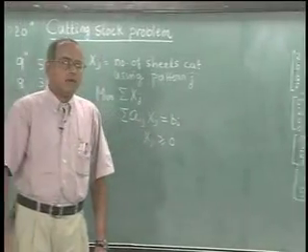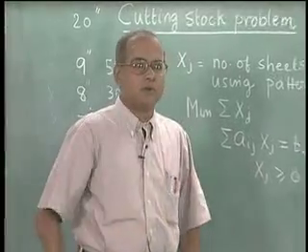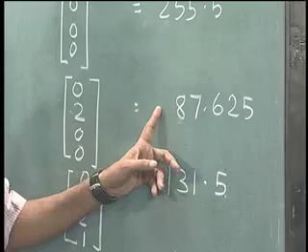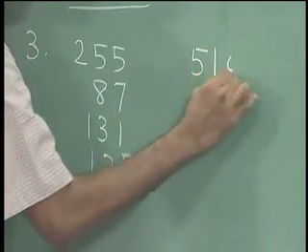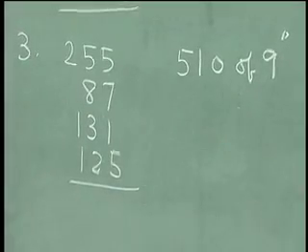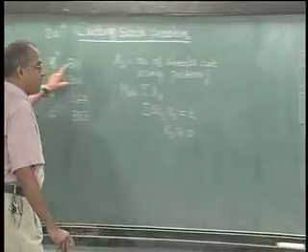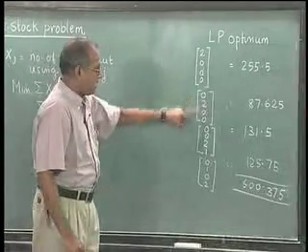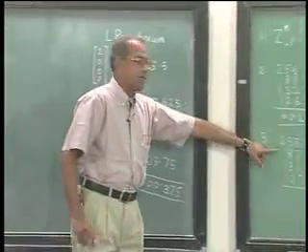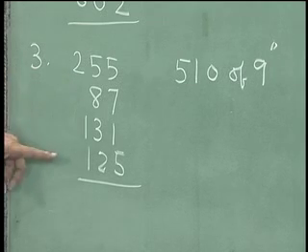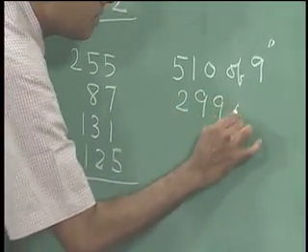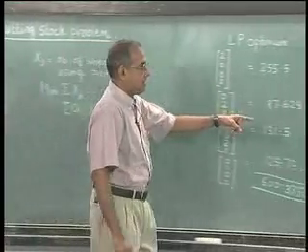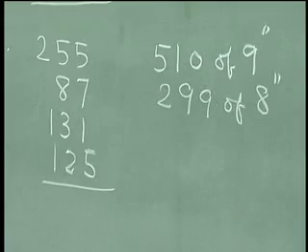Now, let us go back and see how much of the demand we are not able to meet if we bring these to the lower integer value. 255 sheets of the first one would give us 510 of 9 inch. 255 into 2 is 510, we require 511. Now, 8 inch we take from here as well as here. So, 8 inch will be 2 into 87, which is 174, plus 125 is 299. So, we have 299 of 8 inch as against 301.